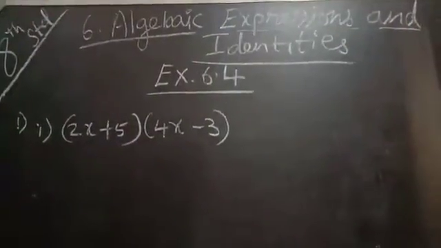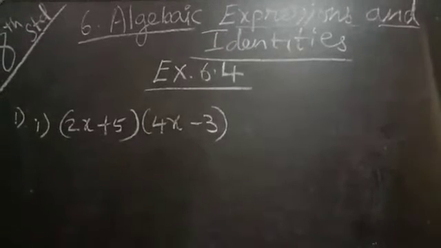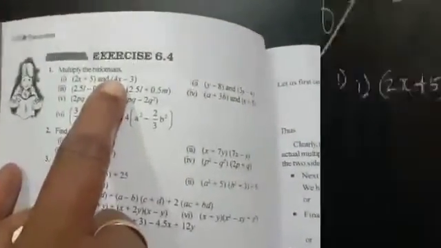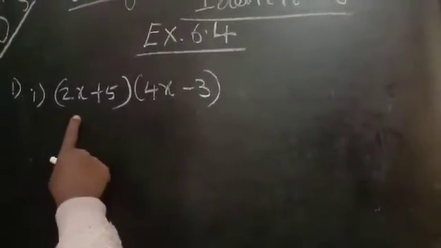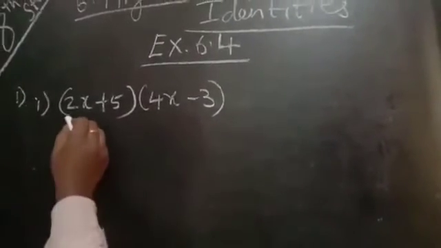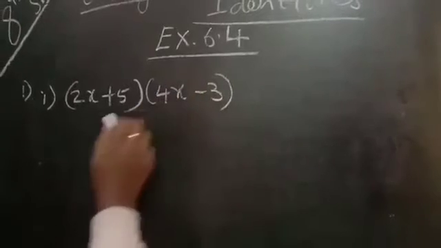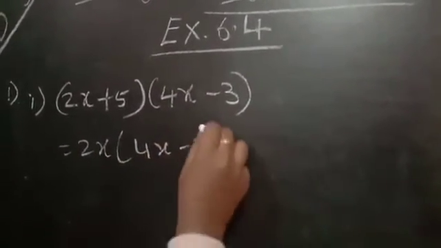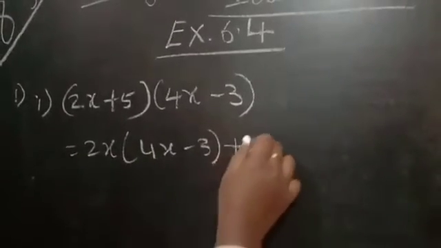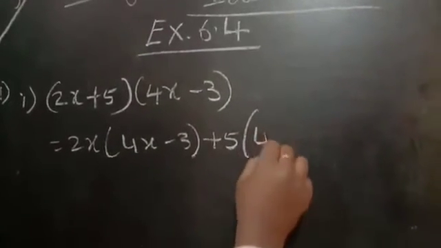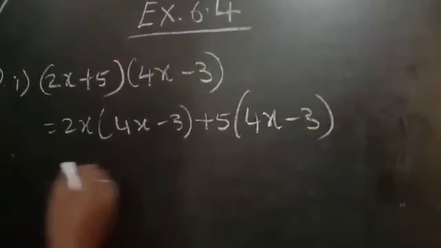Today's topic is algebraic expressions and identities, exercise 6.4. First, multiply the binomials. First question is (2x + 5)(4x - 3). Here we have to multiply 2x with 4x minus 3, and again multiply 5 with 4x minus 3.